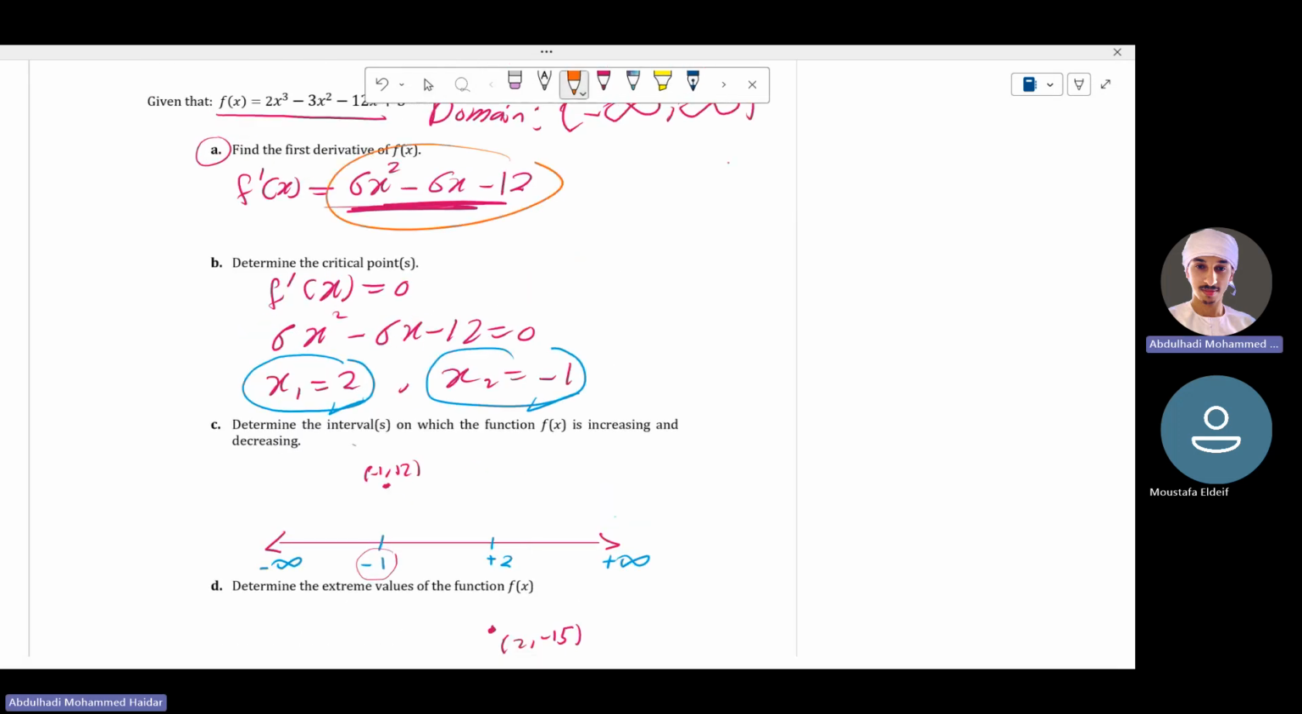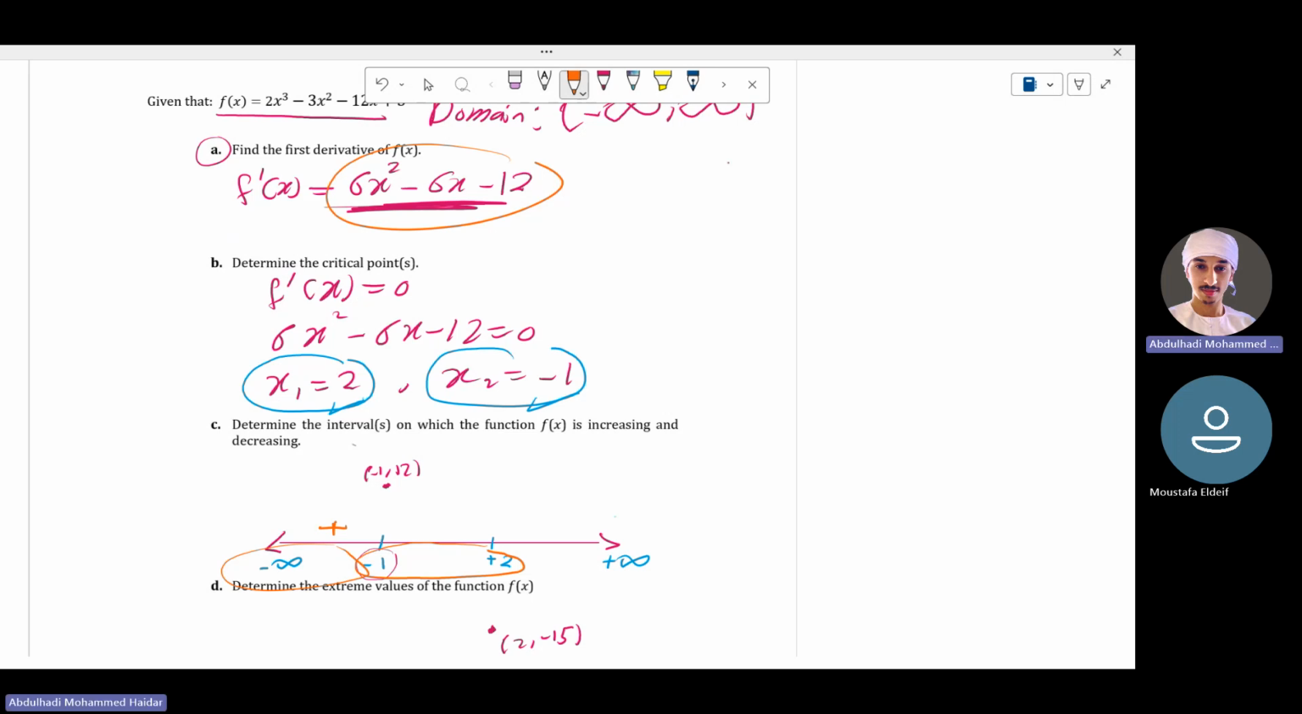So take a test point between minus infinity and minus 1, like minus 3. So 6 times minus 3 squared, minus 6 times minus 3, minus 12. So it's going to be a positive number, see? So put here a positive sign. And then take also a test point between these two points, like between minus 1 and 2.